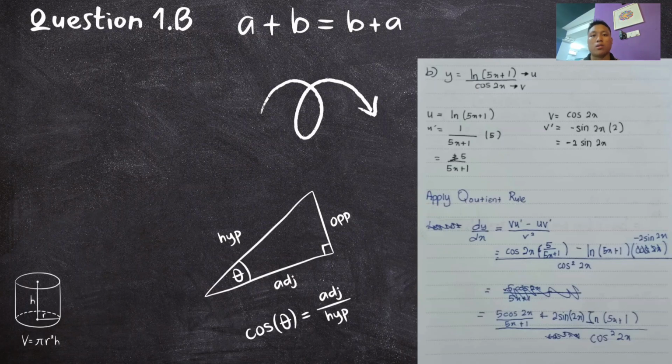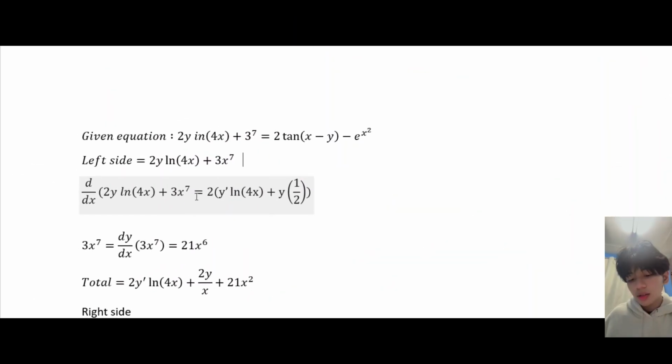We can simplify this to 5 cos 2x over (5x plus 1), plus 2 sine 2x ln(5x plus 1), over cos squared 2x. That's all from me.